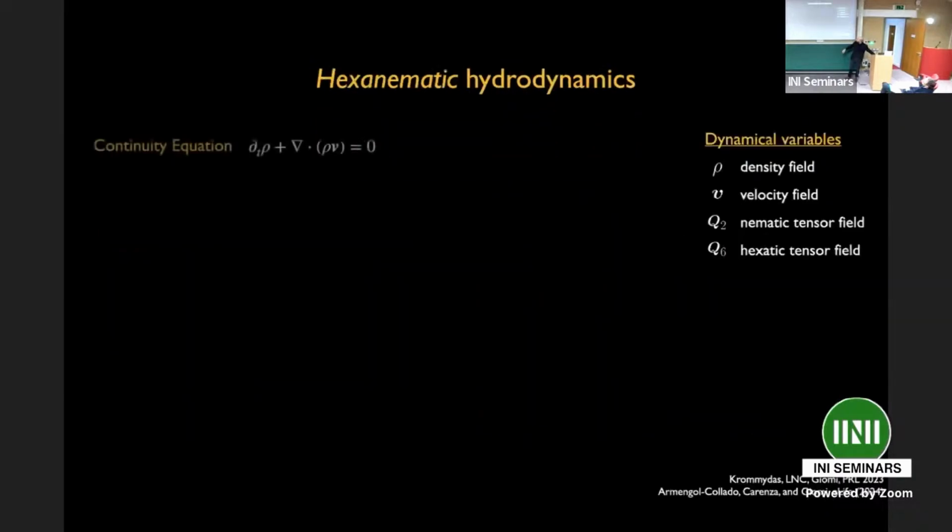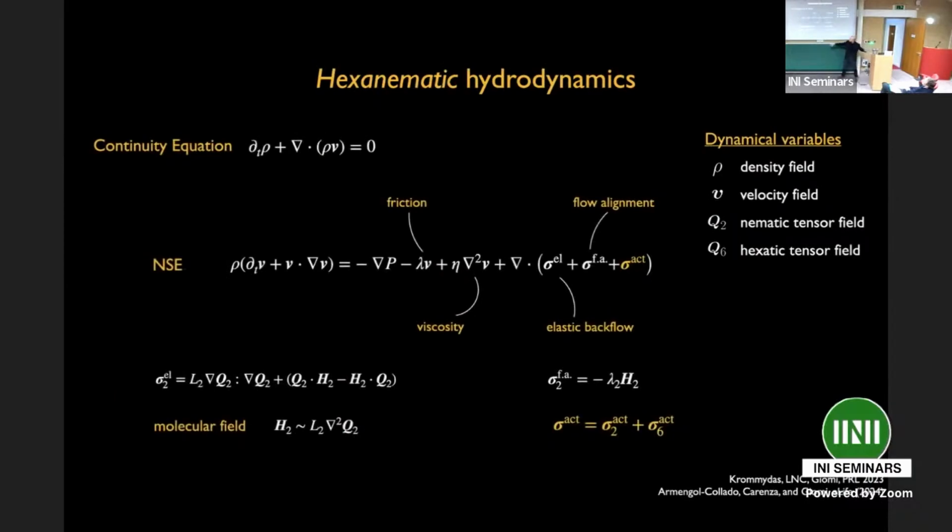So this H2 is the molecular field, which is basically the functional derivative of the free energy with respect to Q2. So if I have a term in the free energy which makes a coupling between Q2 and Q6, it doesn't appear explicitly because this is a functional derivative. But why is there no such term? But it's there. It's here inside.